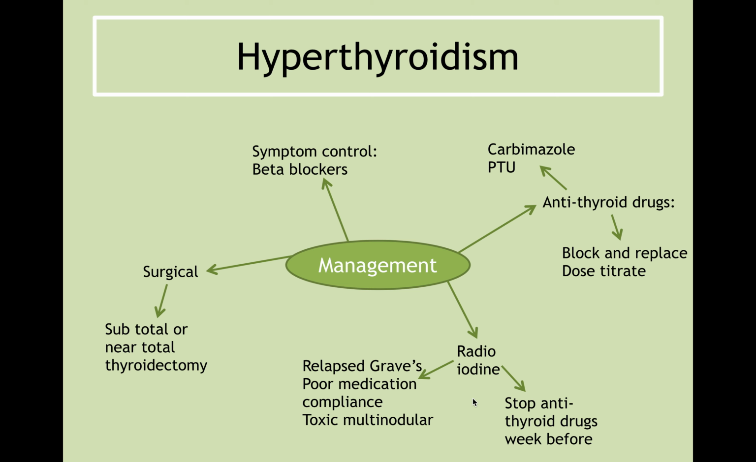If none of these are working, there are surgical options where you can have a subtotal or a near total thyroidectomy. That's where you remove part or all of the thyroid itself. You then might have to stay on medications after removal of the thyroid, so you take thyroid replacement after that. Patients, when they have their surgery, need to be euthyroid at that point to prevent them from getting something called thyrotoxic storm.